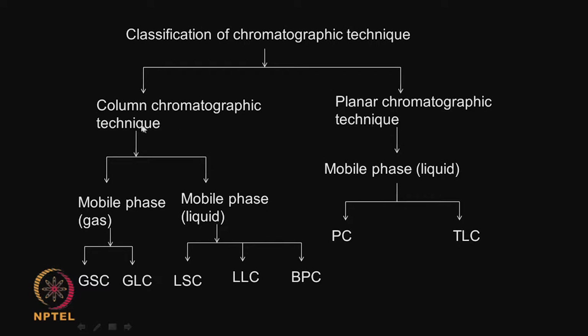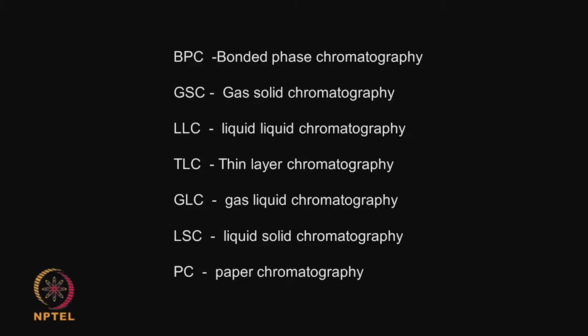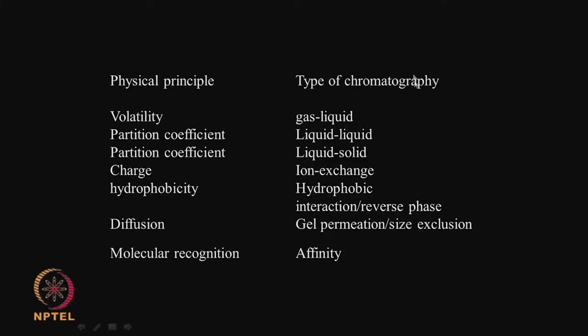are there actually. These are based on column. So, you have a column in which your stationary phase is packed, whereas these are based on planar or paper. For example, paper chromatograph and thin layer chromatograph, they are planar. So, the solute and the solvent travels over a thin planar paper.